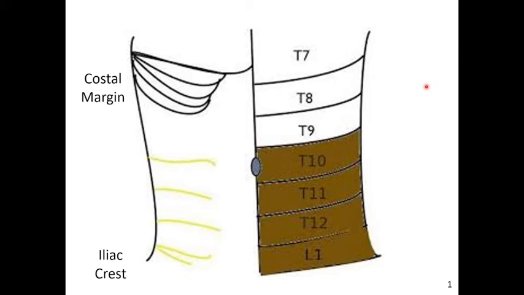The dermatomes affected by the TAP block are highlighted in brown, T10 through L1. This block results in cutaneous and peritoneal anesthesia of the lower hemiabdomen.